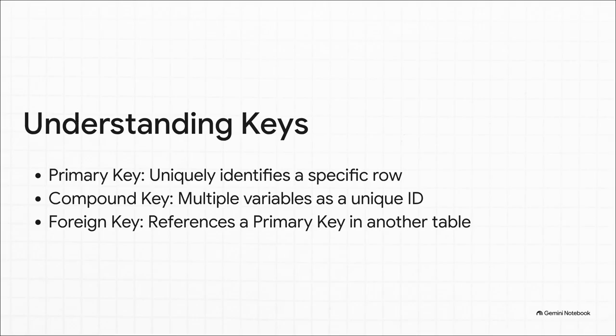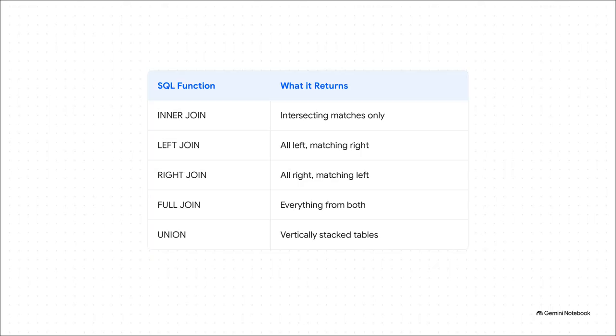The primary key is your unique ID for a specific row. Think of a student ID number. A compound key is when you need to combine two columns to make that unique identifier. And the foreign key? That acts as the bridge. It's a column in one table that references the primary key in another table, allowing you to seamlessly link them together.